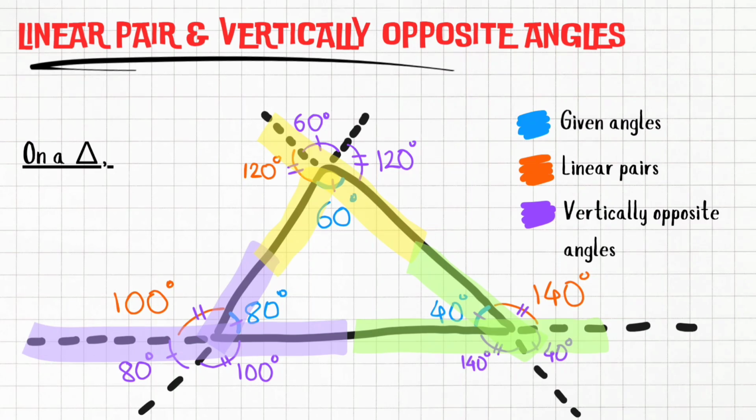In this triangle, all the given angles are marked in blue color and their vertically opposite angles are marked in purple. We can also see that they are forming linear pairs and hence linear pairs are marked in orange color.